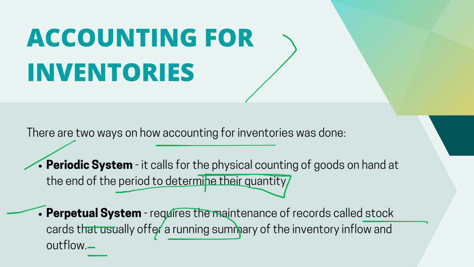Perpetual system also does a physical count, but it's only for control purposes. Ang periodic, mandatory na at the end of the period, you need to do physical counting para malaman mo how much is the ending inventory, and you will know how much is to be recognized as cost of goods sold.